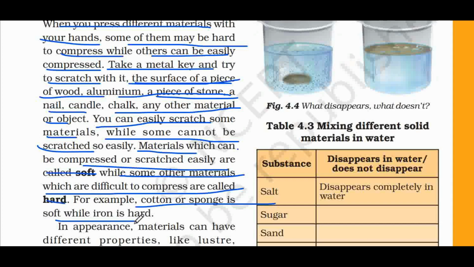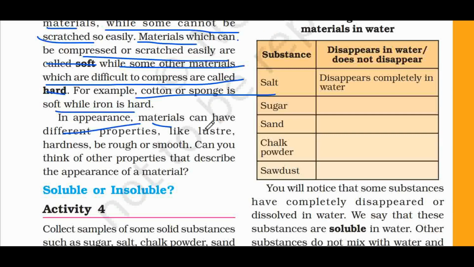In appearance, materials can have different properties, like luster, hardness, be rough or smooth. Can you think of other properties that describe the appearance of a material? Soluble or insoluble? Activity 4.